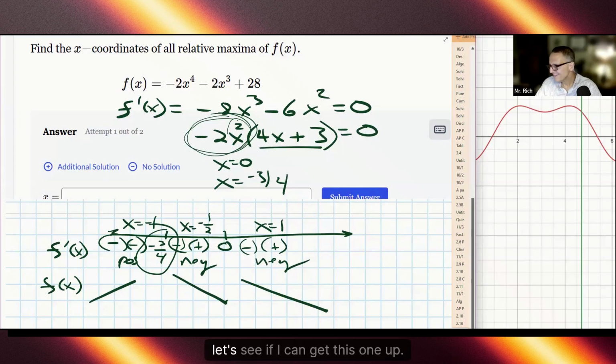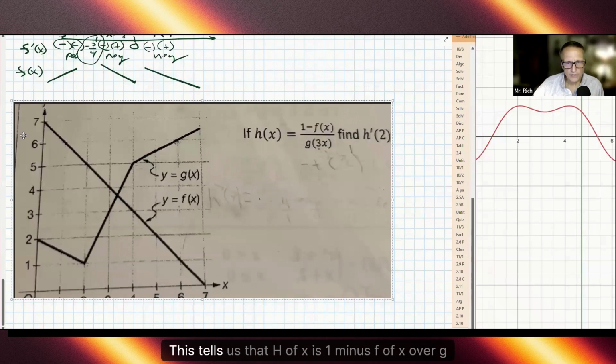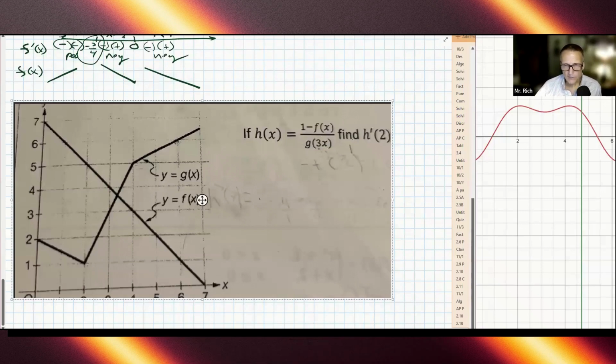Let's see if I can get this one up. It's playing tricks on me here. Wait a minute. Get that out of the way. Almost got it. There we go. This tells us that h of x is 1 minus f of x over g of 3x. Find h prime of 2.